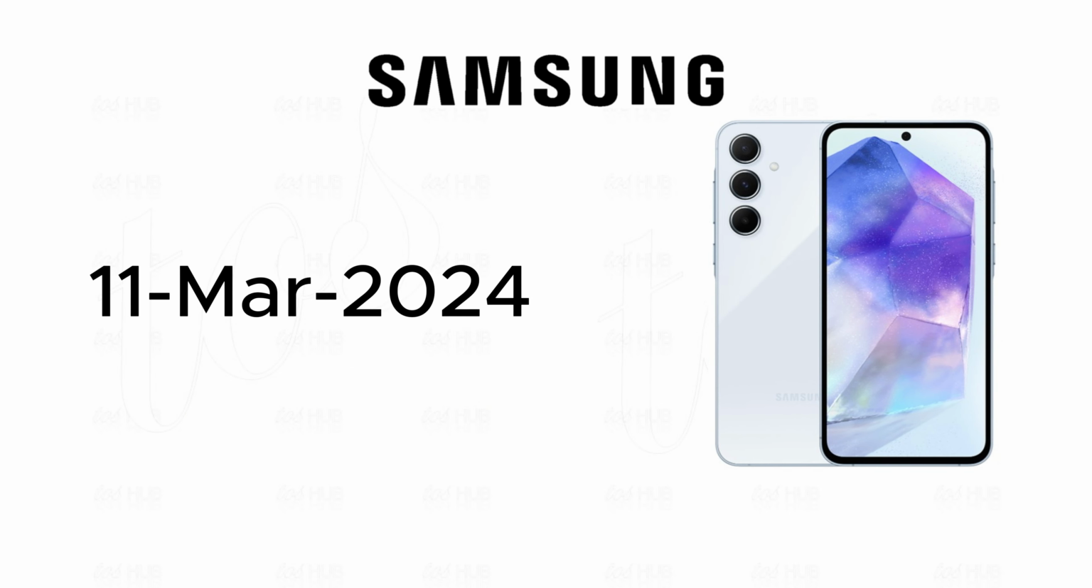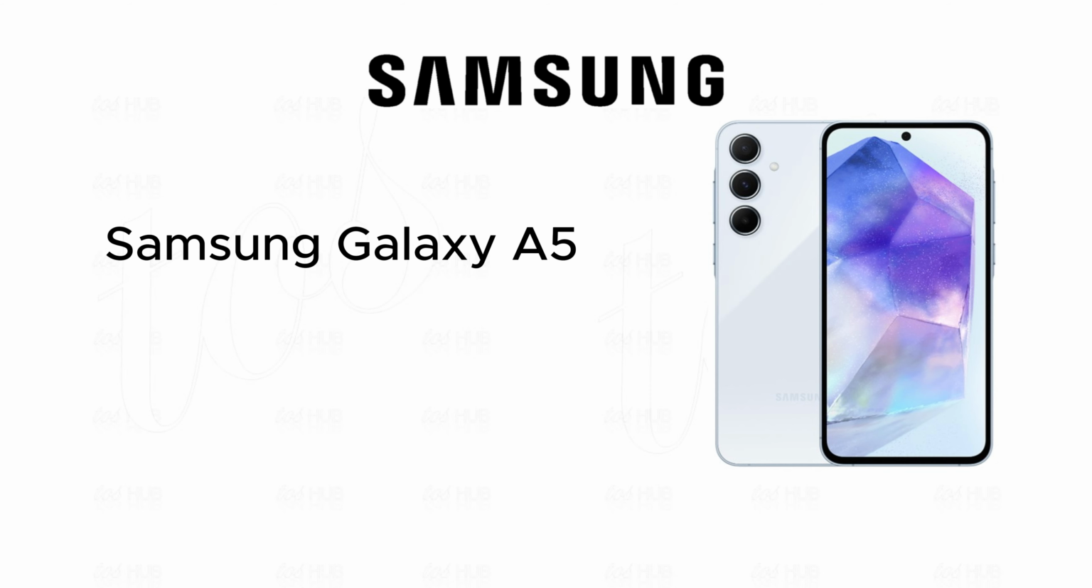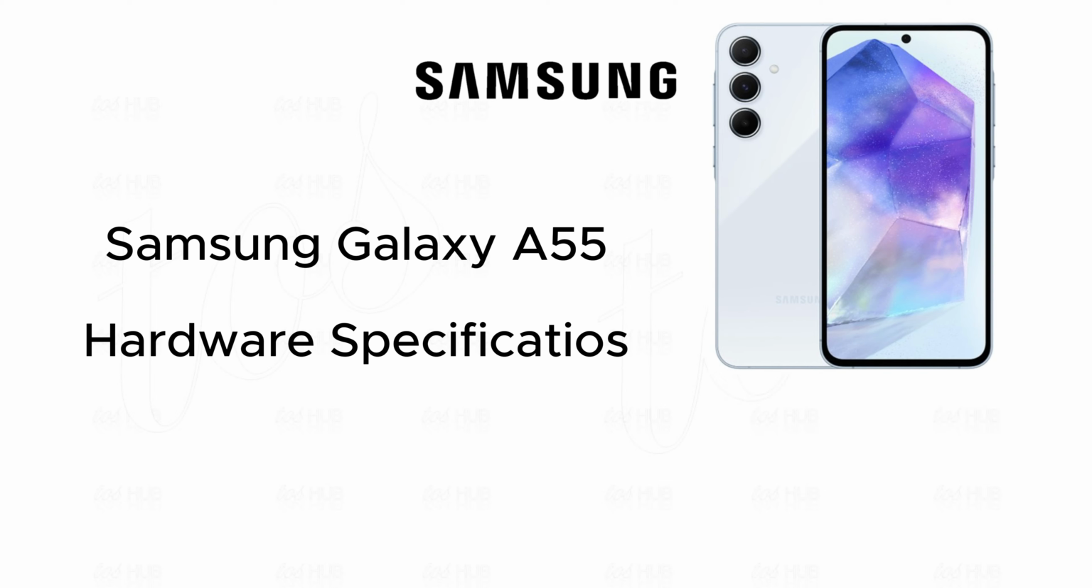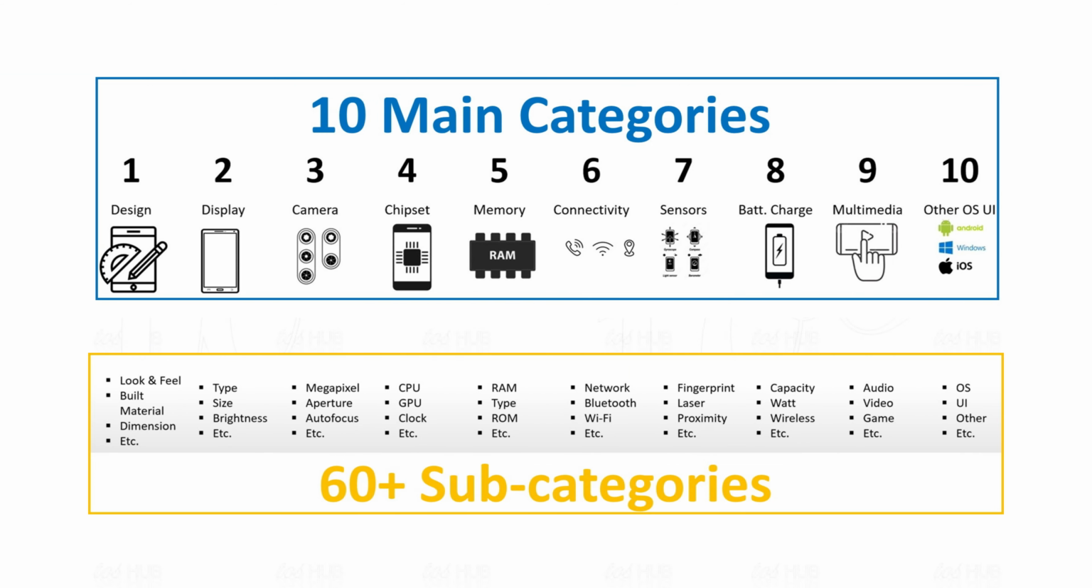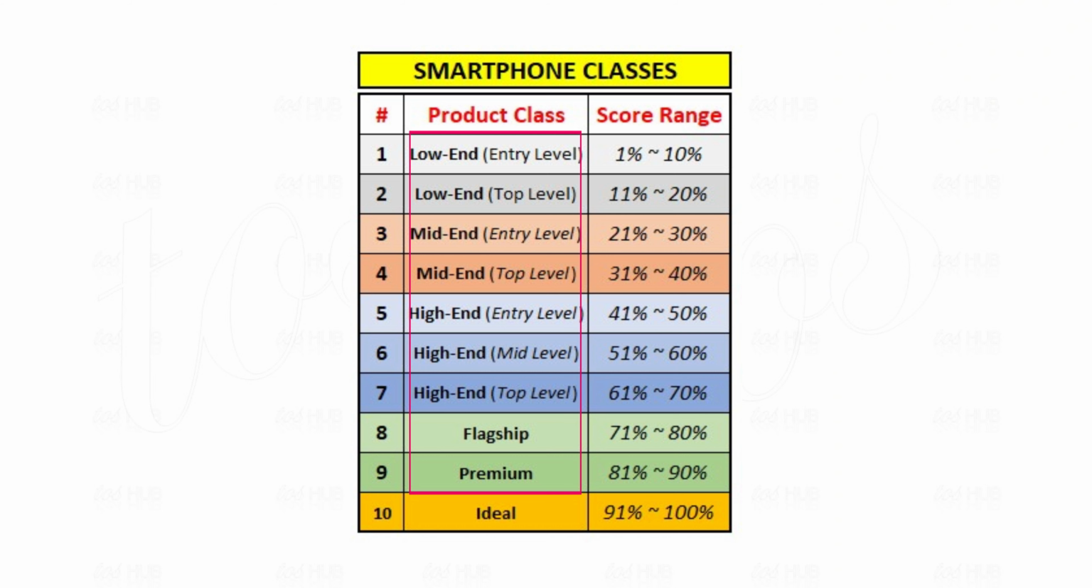Samsung company announced its smartphones on 11th March 2024. In this video, we will review the Samsung Galaxy A55 hardware specifications. There are 10 main categories and over 60 subcategories for in-depth hardware specification analysis. The rank of each hardware specification will be calculated against already available smartphones in the market. Ultimately, we will know about the class of smartphones like low-end, mid-end, high-end, flagship or premium.